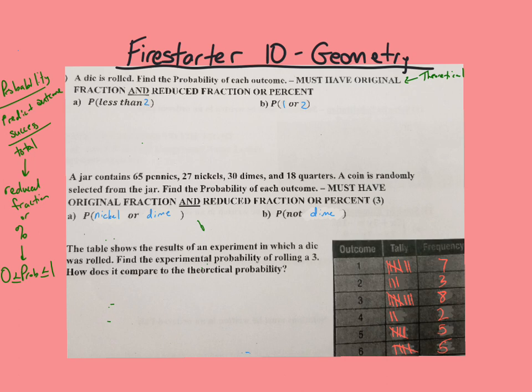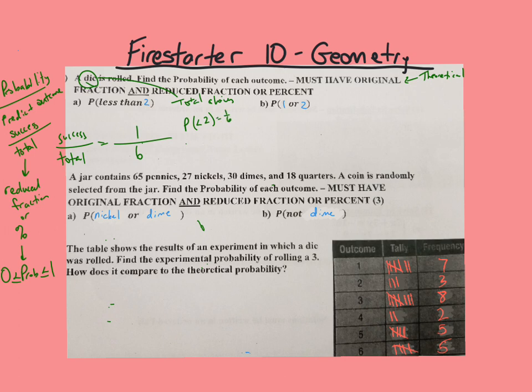That's not possible. Alright, so a die is rolled. The reason we need to know about a die is because that's going to tell us our total, our total options. That goes on the bottom. So it's always going to be on the bottom. So the total is going to be 6. Now, what numbers are less than 2? The successful numbers that are less than 2 is going to be 1. So my probability of less than 2 is going to be 1/6.